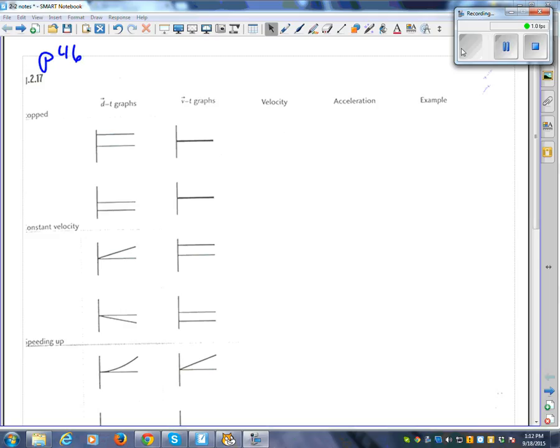So what we're going to do is we're going to fill in those blanks. Okay, so bottom of page 46. 2.17 summarizes, do you need some, Jared? No. Summarize all the possible dt motions with the corresponding vt graphs and acceleration values.